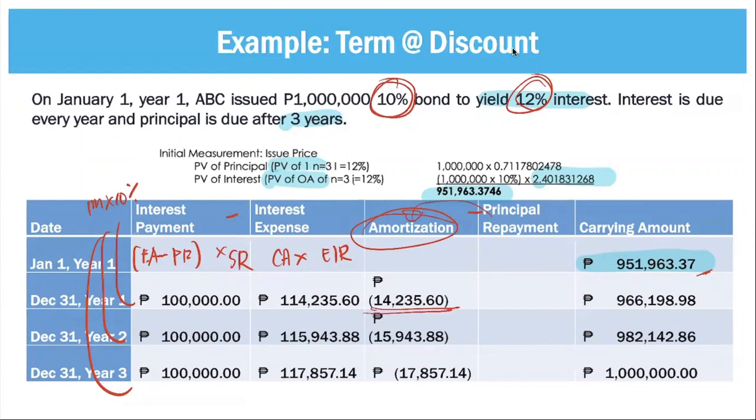So, to amortize the interest, 14,235.60. So to get for your carrying amount is equal to carrying amount previous year minus your amortization. So your carrying amount previous year is 951,963.37. Your amortization is negative. So 951,963.37 minus negative 14,235.60 magiging 966,198.98. And you will continue computing for that until year 3.